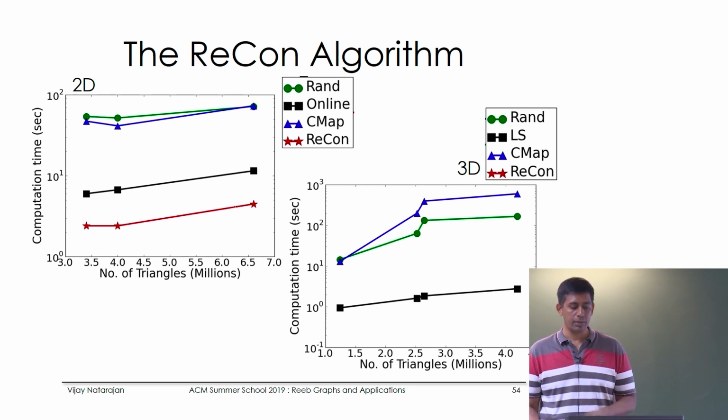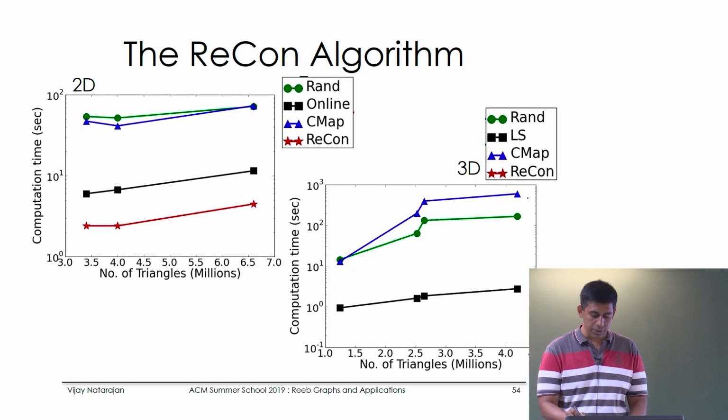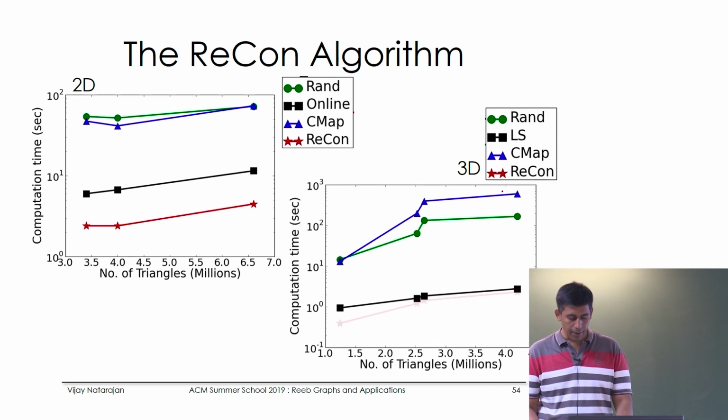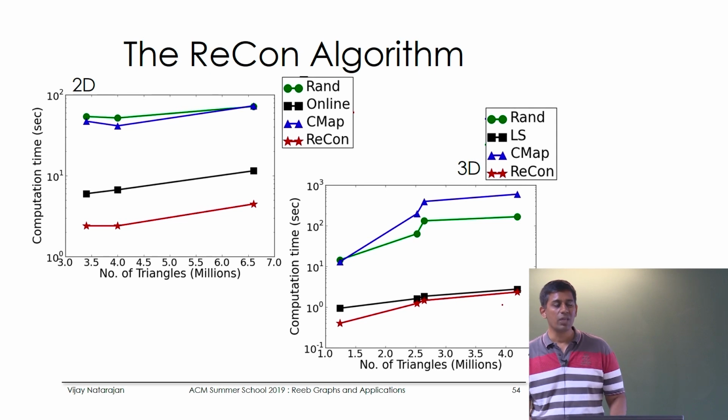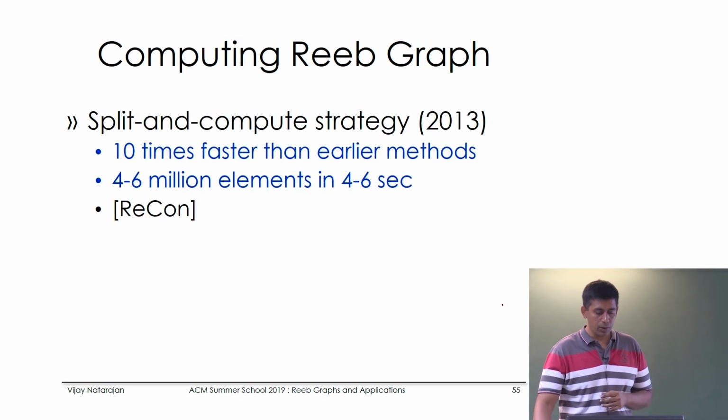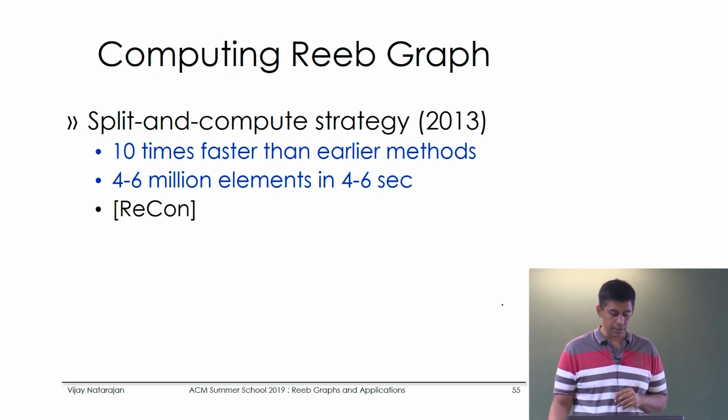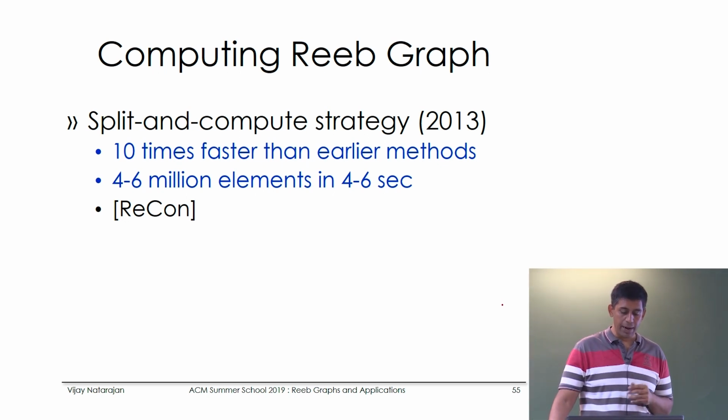In 3D domains, the algorithms go much slower, so up to 1000 seconds, whereas Recon again takes within 10 seconds. So the key idea is the partition and reusing the contour tree algorithm. The contour tree was already known. Okay. So this is again, like I said, well, six years. It is much faster, and to give you an idea, 4 to 6 million elements in 4 to 6 seconds.